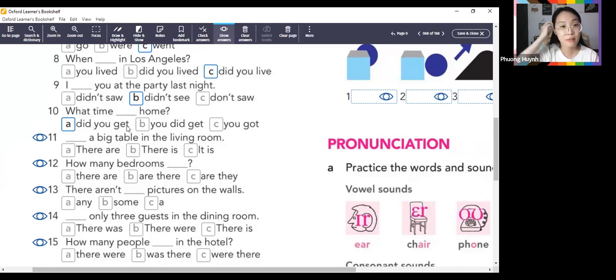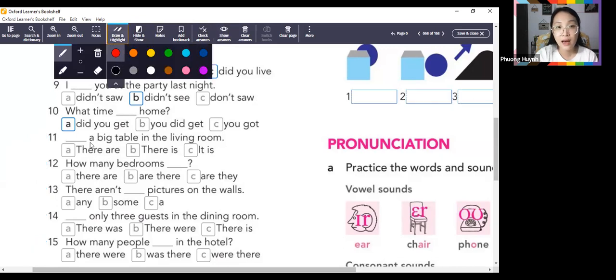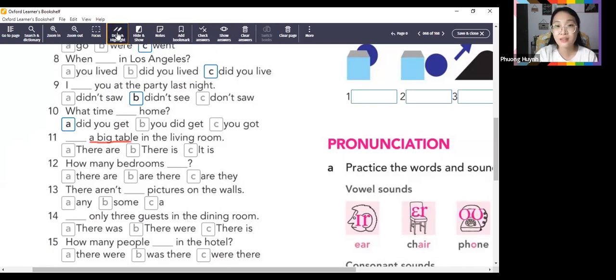Rồi, câu số 11, bạn liệt kê, đúng không? Bạn liệt kê có một cái big table in the living room. 11 bạn chọn A. Are you sure, Trình? Trình, now let's see. Nha, big table. So only one. Okay, số ít. Bạn chọn lại nè. Right, so this one you choose B, there is. Nhớ nhìn kỹ cho cô số ít số nhiều ở đây nè.